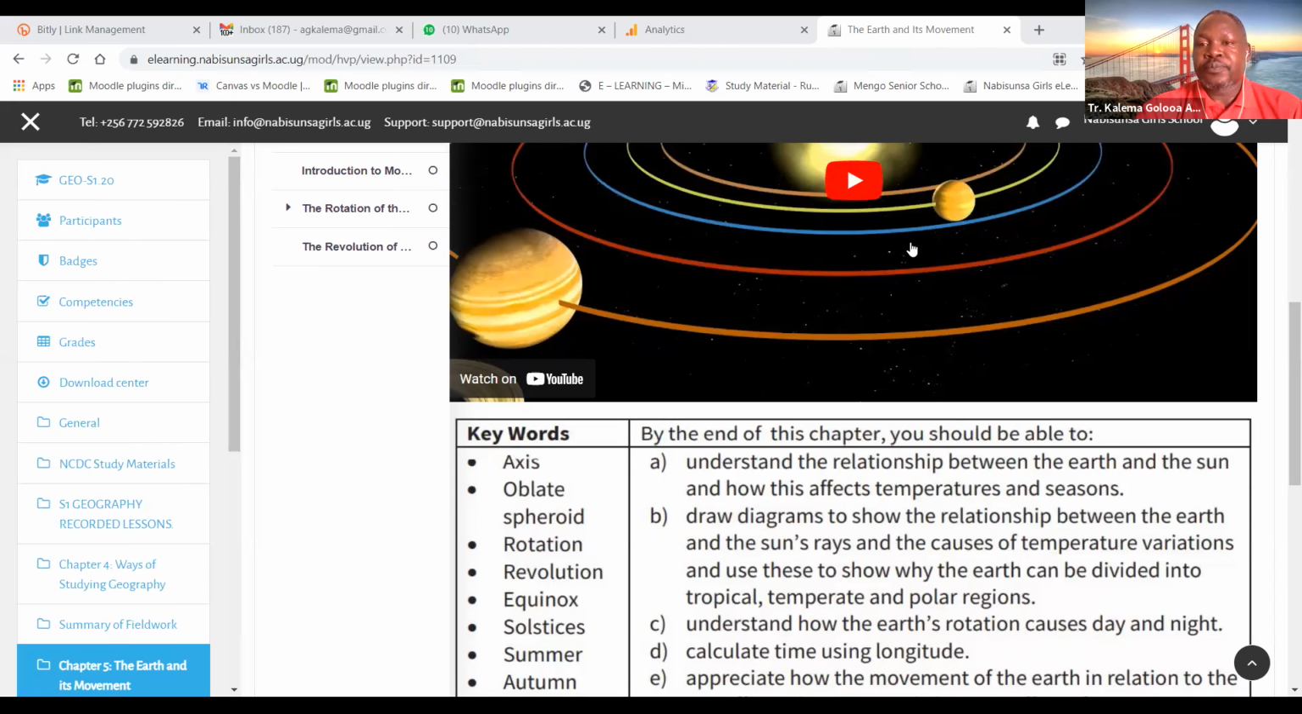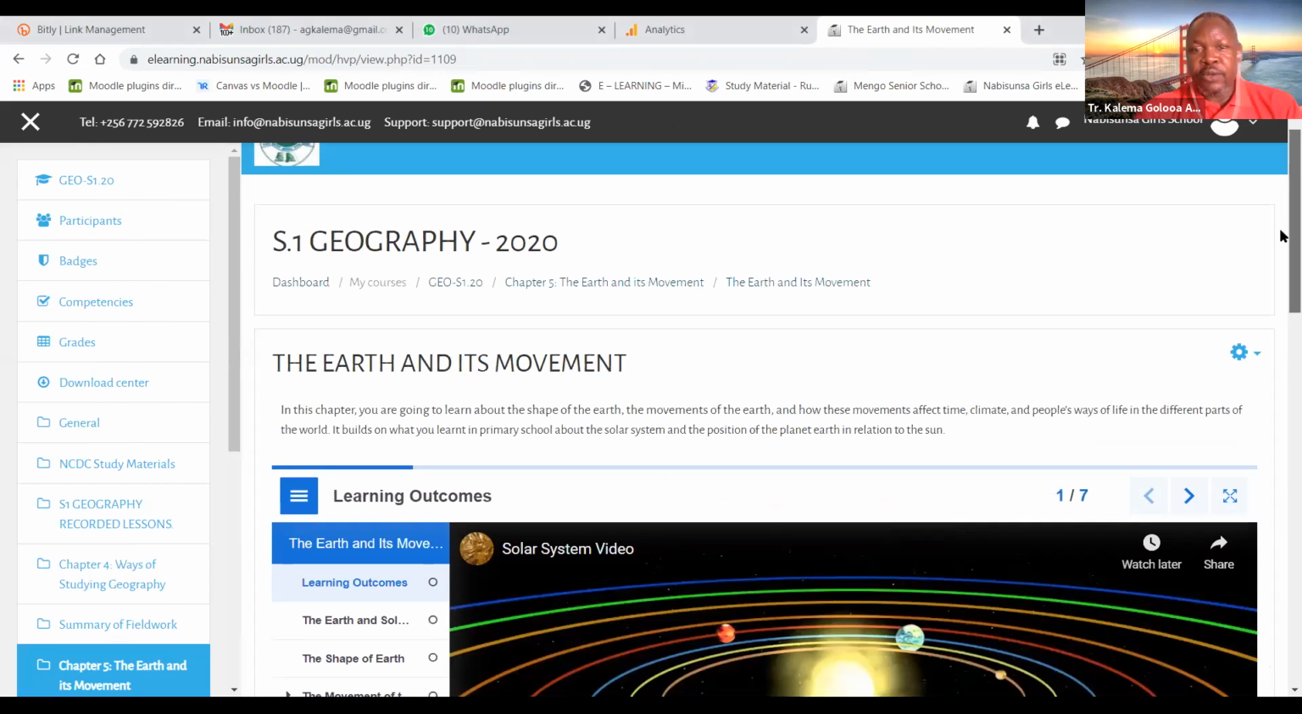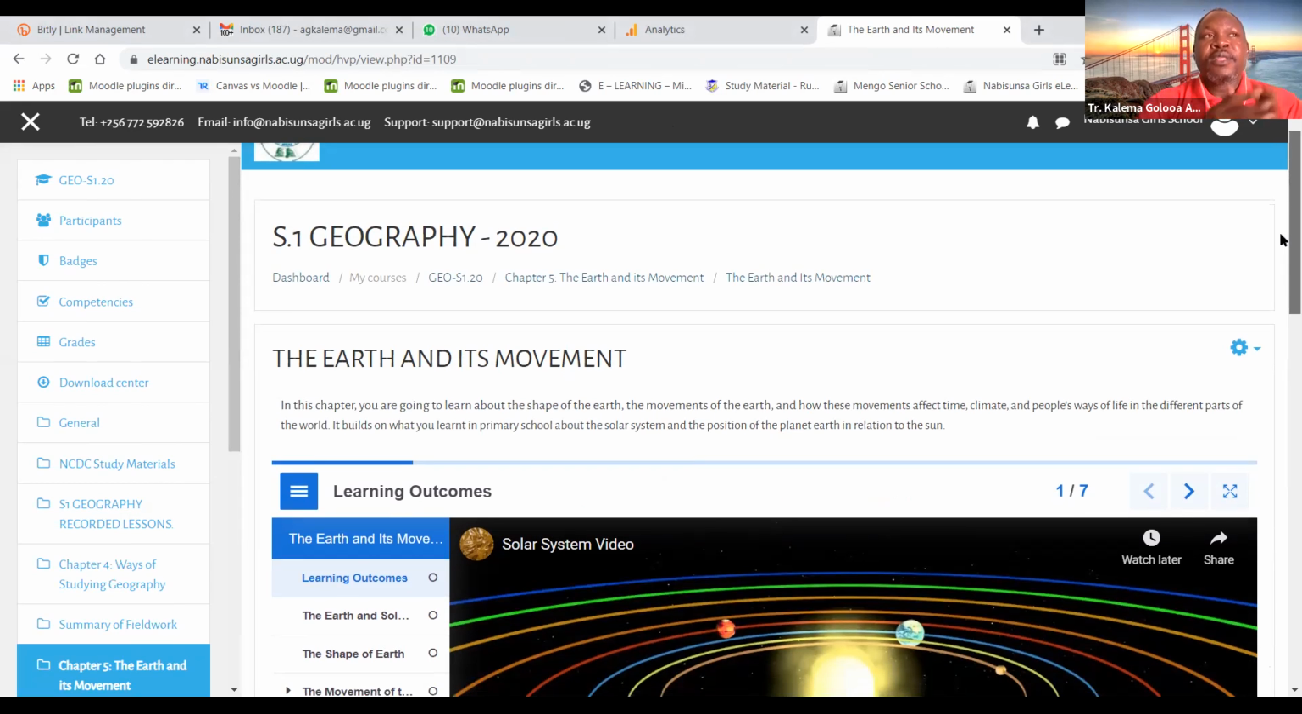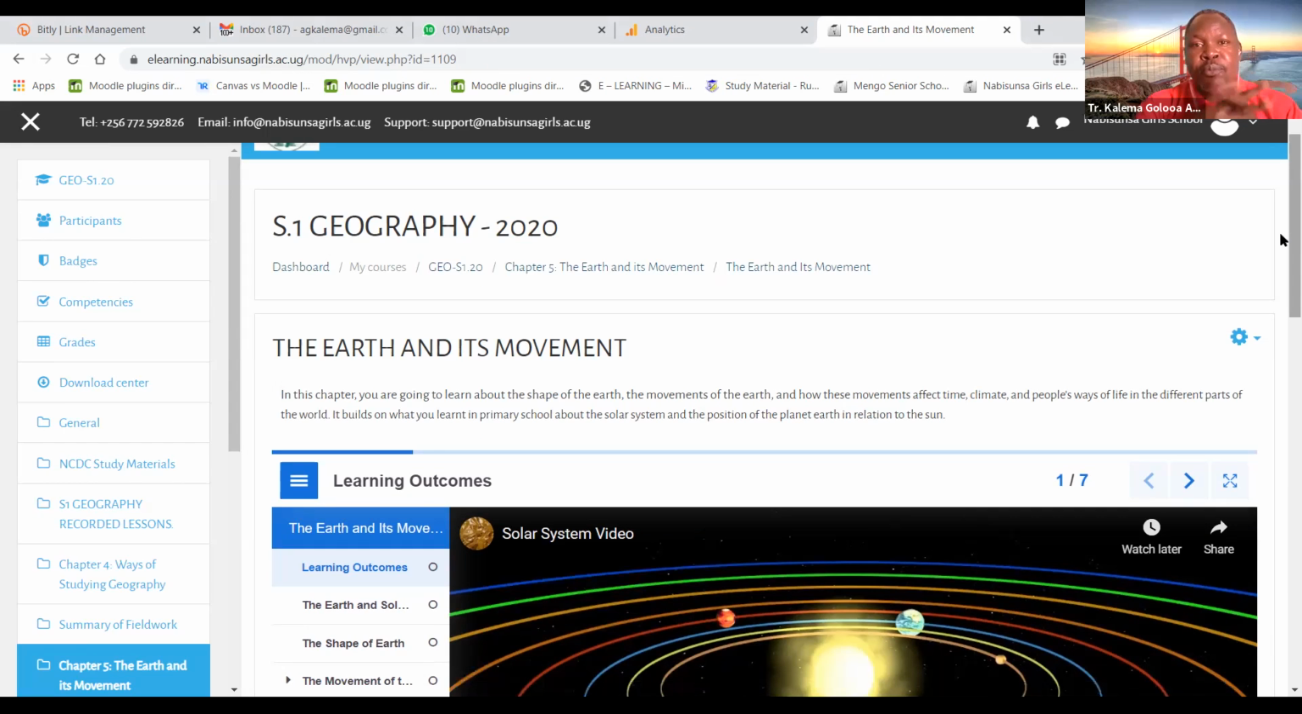So today, we are going to start a new topic. And the topic is chapter 5, the earth and its movement. This is how I propose to do the topic. I propose that we use the live meeting to support you. I show you the resources, we run through the resources together, then we see how it runs with you. That's how I propose to do it.